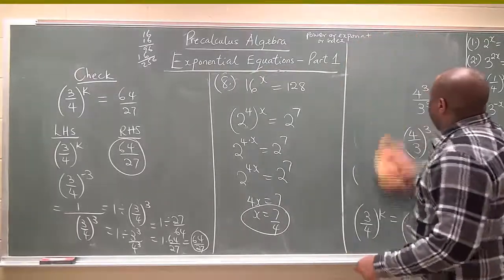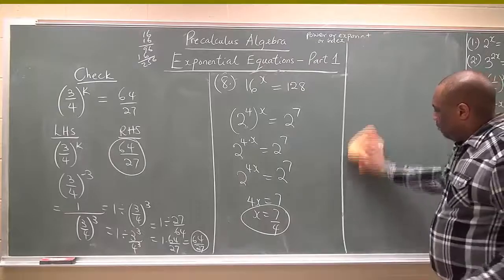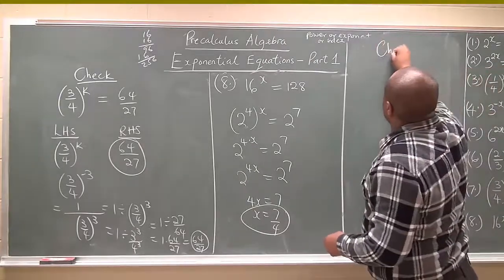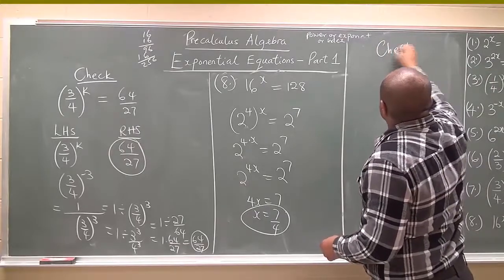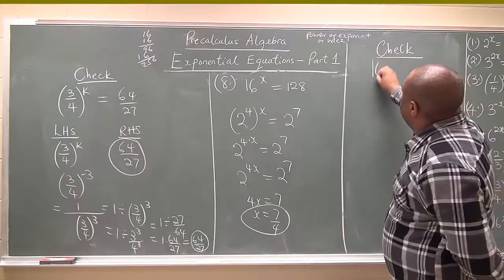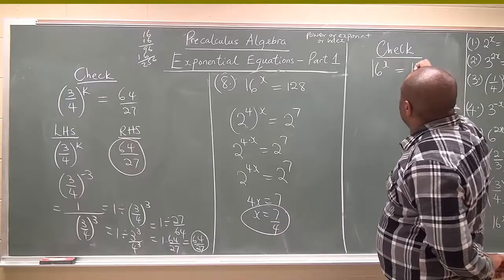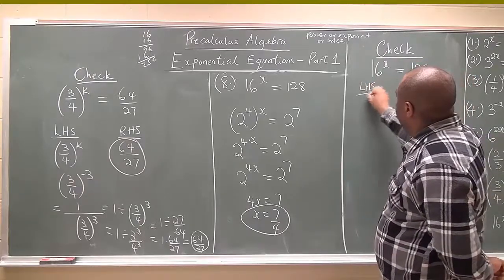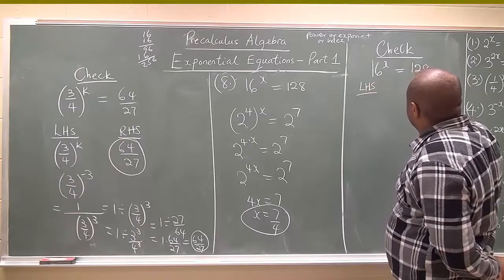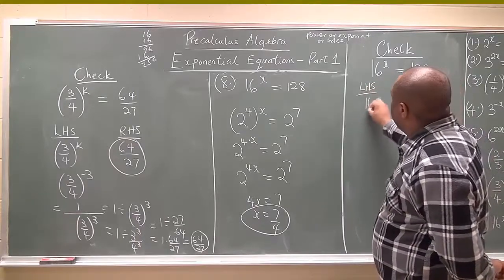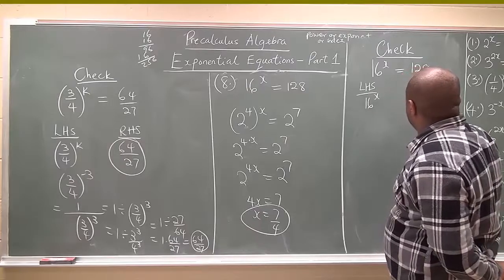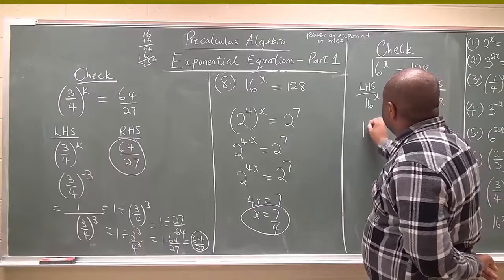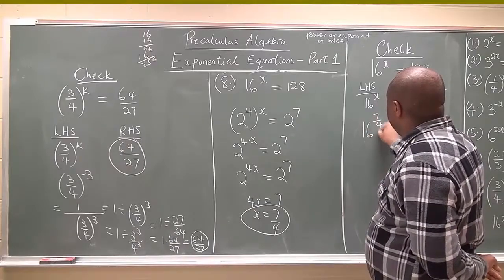Alright, now let's go ahead and check this. Check our work. You've got to check it now. So we write the main problem, 16 exponent x is 128, and we have our left hand side and our right hand side. Left hand side is 16 exponent x, right hand side is 128. And then our left hand side we have 16 exponent 7 over 4.